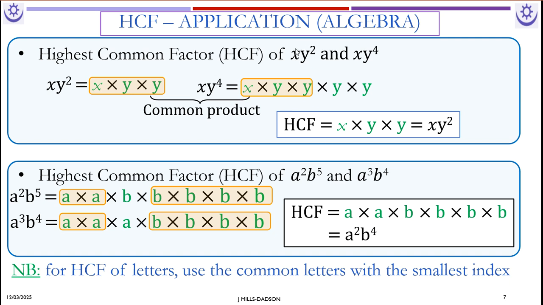For example, you can see x to the power 1 and x to the power 1, so obviously x is the highest common factor. y squared, y to the power 4: y squared is smaller, so y squared is the highest common factor. The same for a squared, a cubed: a squared is the smallest. b to the power 5, b to the power 4: b to the power 4 is the smallest.